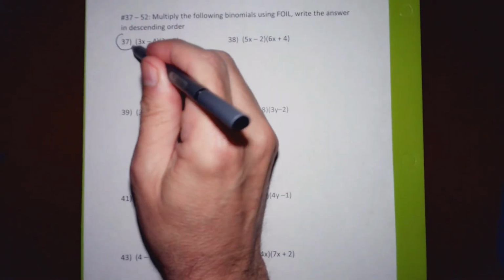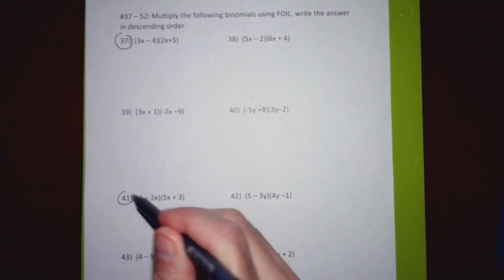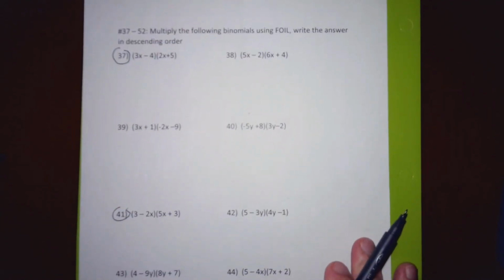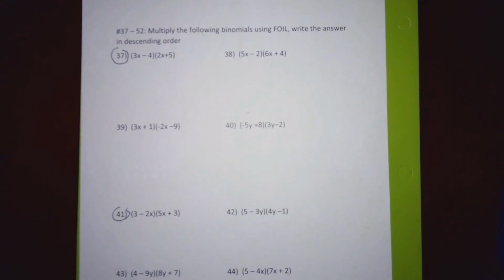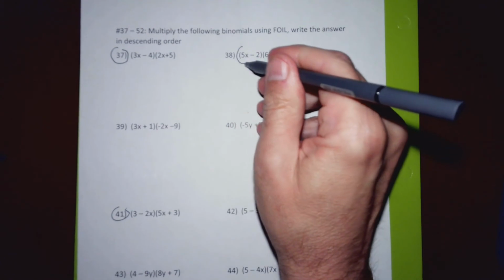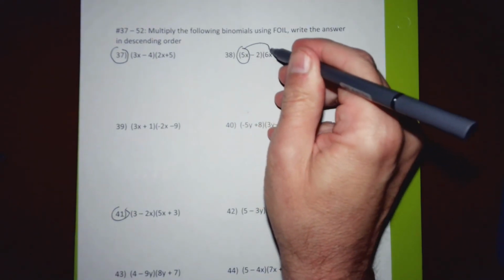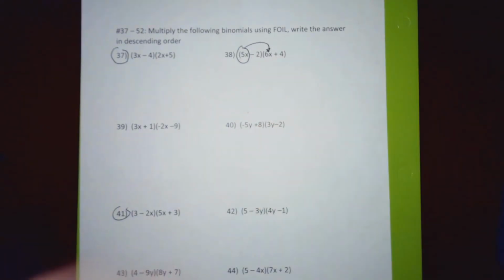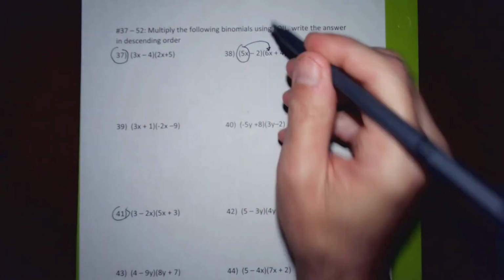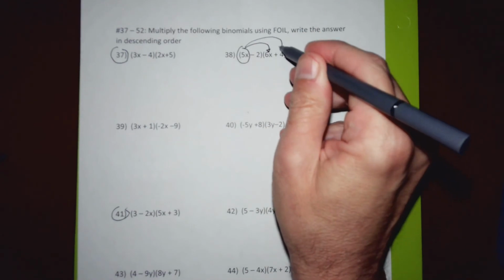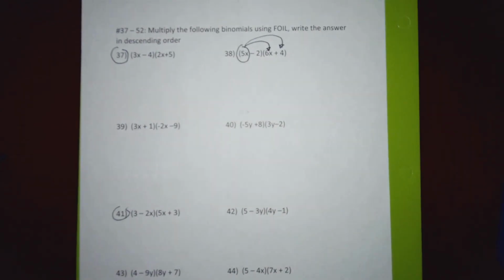When we get to the second page, we're multiplying two binomials, and you're going to do 37 and 41. And when you're multiplying two binomials, you need to multiply each term in the left parentheses separately by each term in the right parentheses. So the 5x in the left parentheses, I need to multiply it by the 6x and the 4 in the right parentheses. Let me start by doing that.